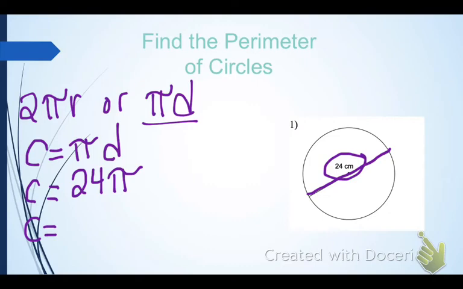and that gives us 75.40 when I round. Alright, centimeters. It's not squared, it's not cubed, it's just centimeters, because all we're doing is substituting in the number that we have and multiplying it by pi.